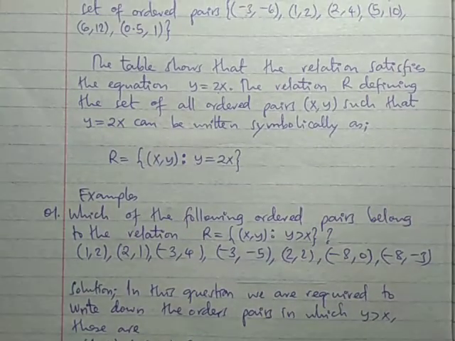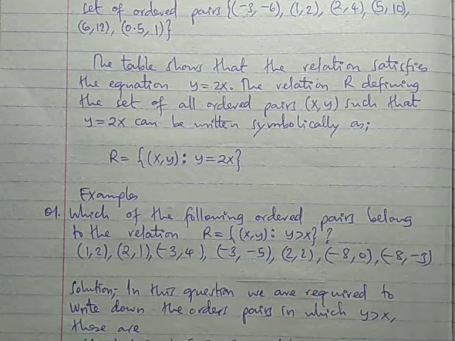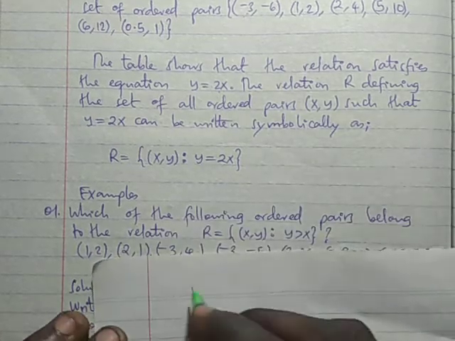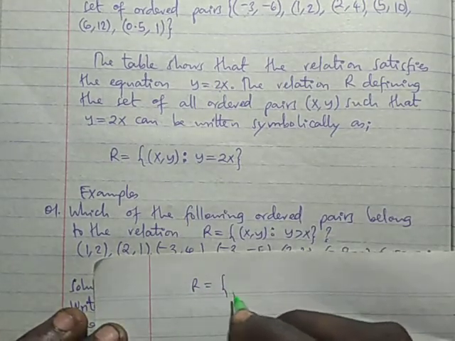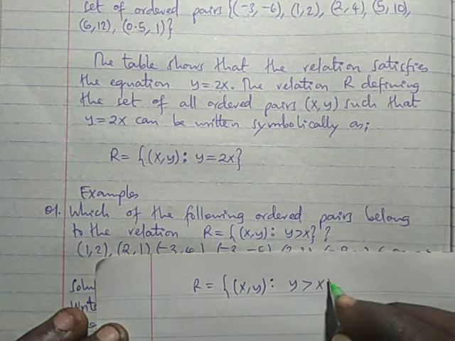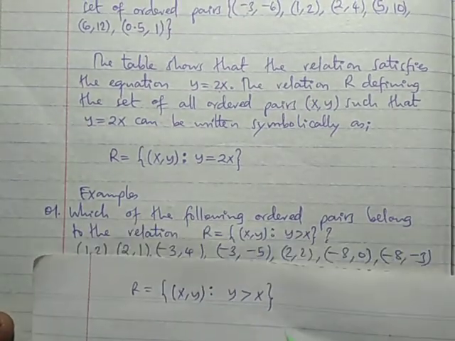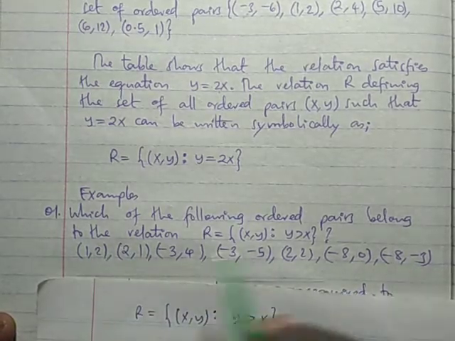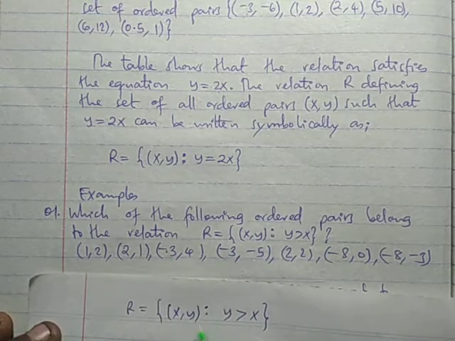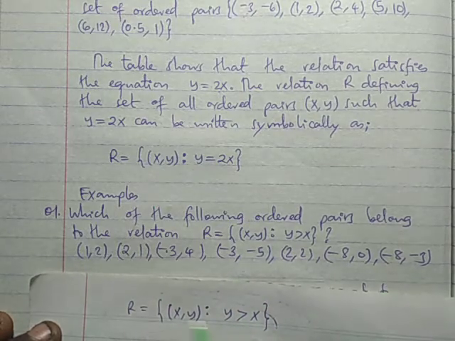Asa kwa mfano unaulizwa swali kama hilo kwamba which of the following ordered pairs belong to the relation R, ni sawa sawa na your relation, umepewa relation hapa, belong to the relation R is equal to set of ordered pairs x, y, whereby y is greater than x. Y is greater than x. Sasa kama y is greater than x, maana yake ni kwamba katika hizi ordered pair nilizopewa, which of the following ordered pair belong to the relation. Ordered pairs nilizopewa, zipi zinakubaliana na hii relation? Zipi zinakubali? Which of these ordered pair they agree this relation?